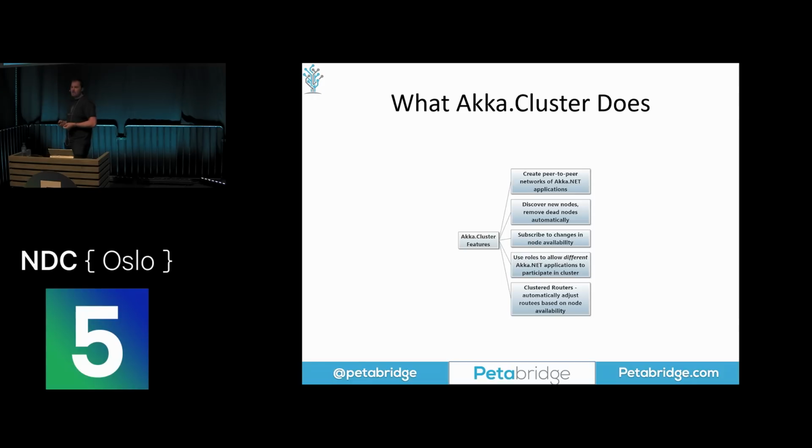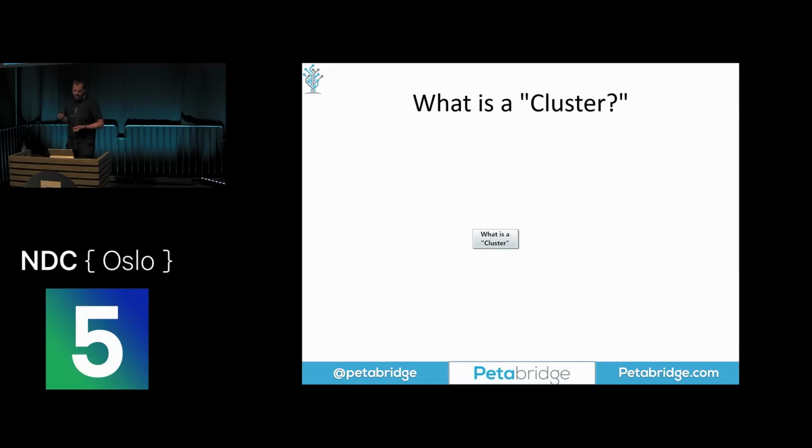And then the last feature that Akka.NET Cluster itself ships is what's called a clustered router, which is an actor that can detect when new nodes join the cluster and when old nodes leave, or when nodes become temporarily unavailable, and can route messages to the appropriate party based on who's inside the network right now. And that's the tool we're going to look at today for doing state distribution inside our system.